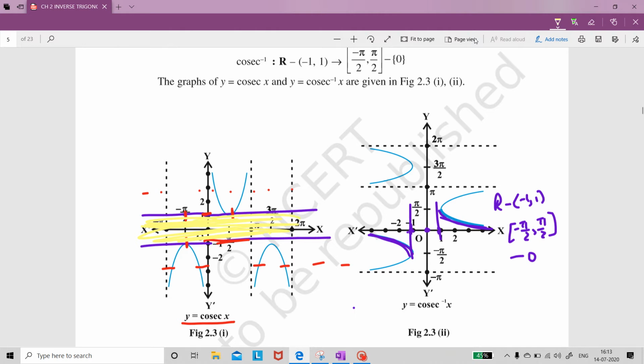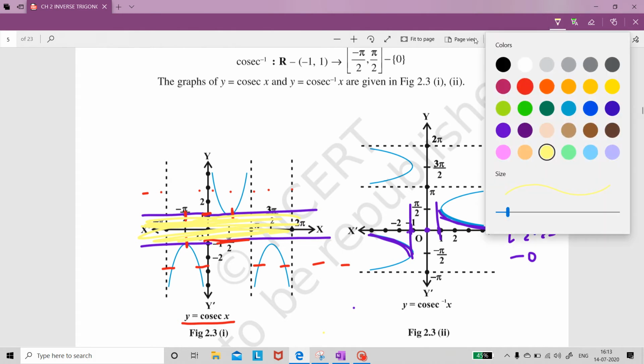In this yellow portion, no part of the curve is lying. So we shall see what is its implication. So first we have to see that we have to restrict our domain in this case also. So what are the points?